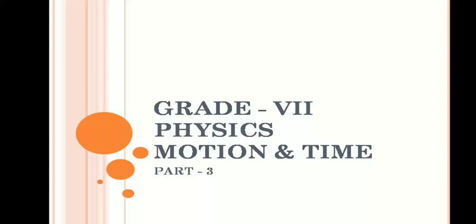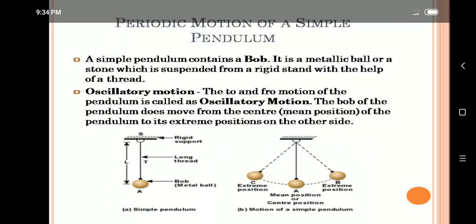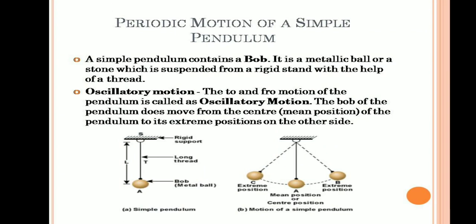Our chapter is motion and time. Periodic motion of a simple pendulum. A simple pendulum consists of a small metallic ball or a stone, which is suspended from a stand by a thread. The metallic ball is called the bob of the pendulum.